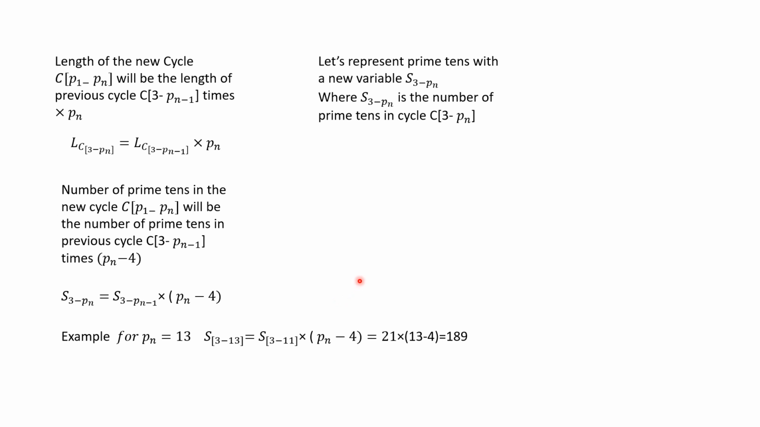For a prime n equal to 13, this is an example, we will have the cycle from 3 through 11 times prime n minus 4, and that will be the amount of prime times that we will have. The cycle of 3 through 11 has 21 prime times, times 13 minus 4, that is Pn minus 4, will be 189 prime times.